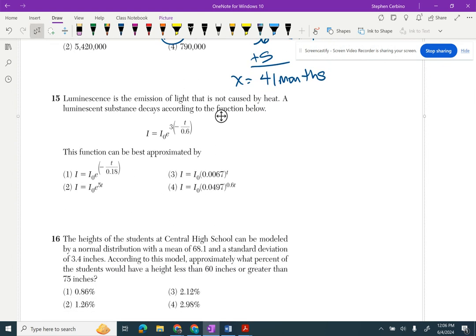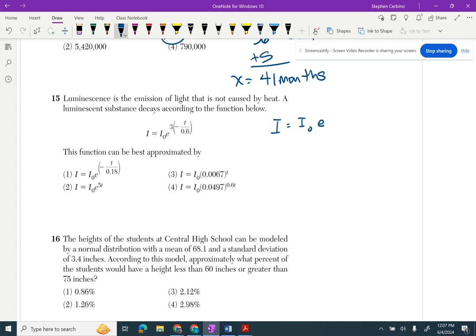Number 15 talks about this light bulb, and it gives us an equation, and it says the function can be best approximated by. So if you look, all we're really doing here is trying to figure out which of these models that are my choices are equivalent to the one that's given. There's a couple that still have e in it, so we have to ask ourselves, can I do anything up here to keep e? Essentially, I'm just going to start working the equation.